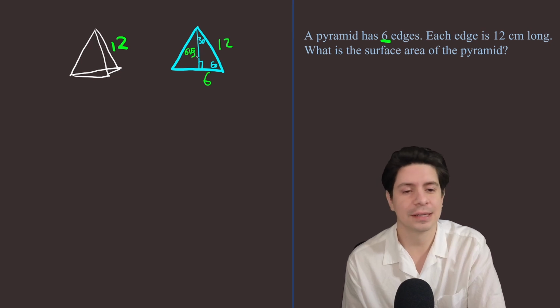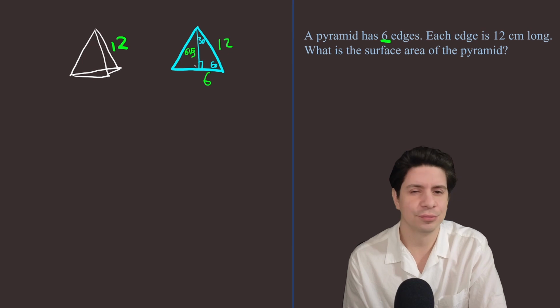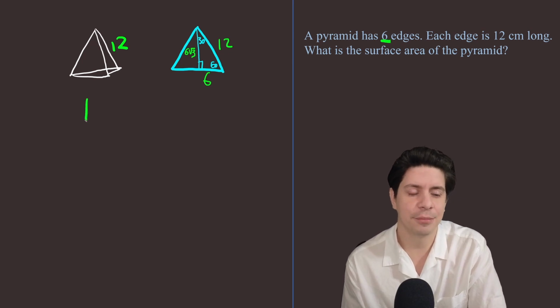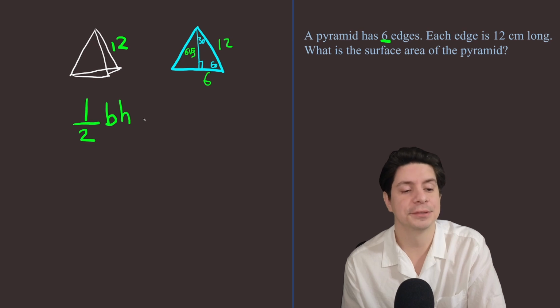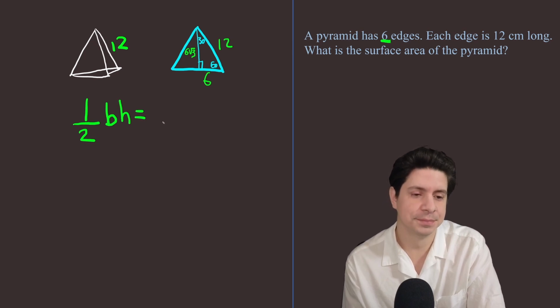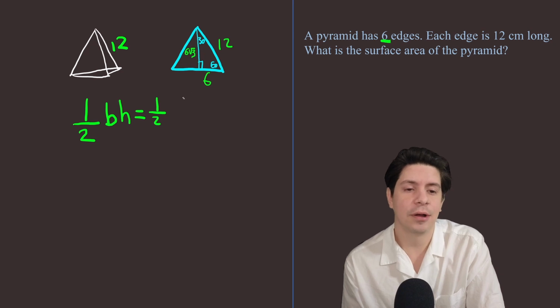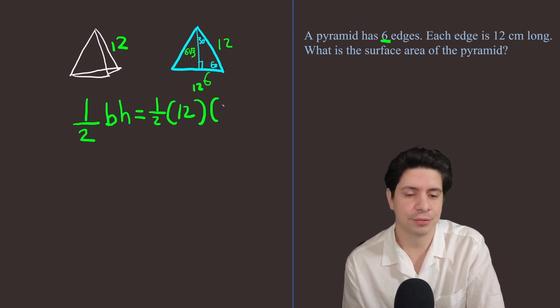With a 6, we're going to get 6 root 3, knowing the rules of 30, 60, 90, or you could use Pythagorean theorem, but you want to not do that. You want to just know that from 30, 60, 90. And we're going to do 1/2 base times height equals 1/2 times the base, which is going to be 12, right? So we're going to put a 12 here. And then we're also going to multiply by the height, which is going to be the 6 root 3.